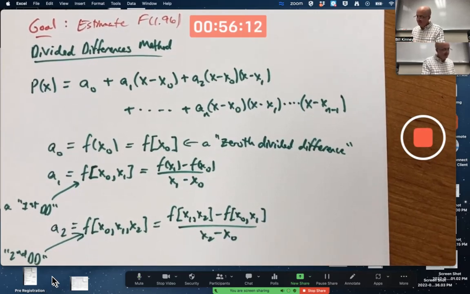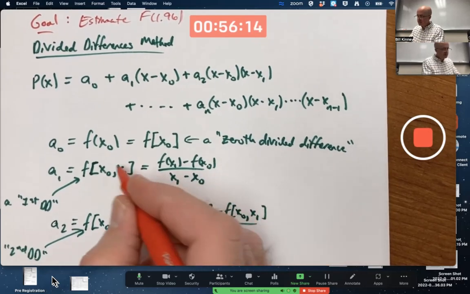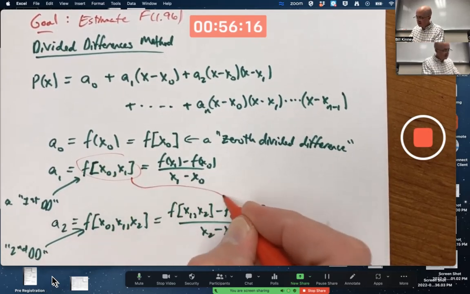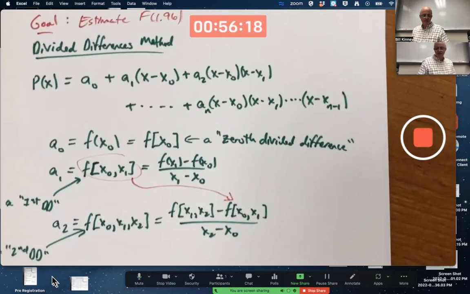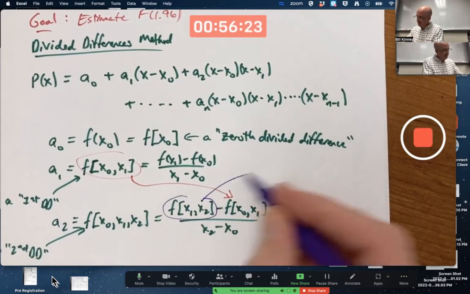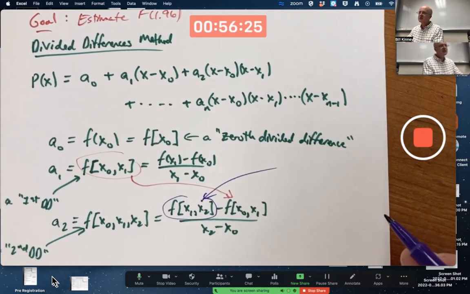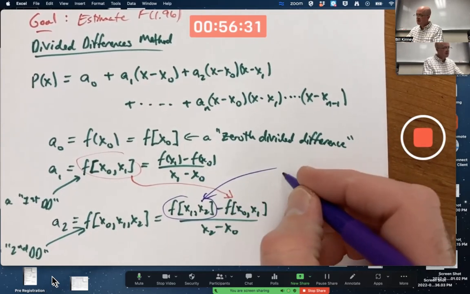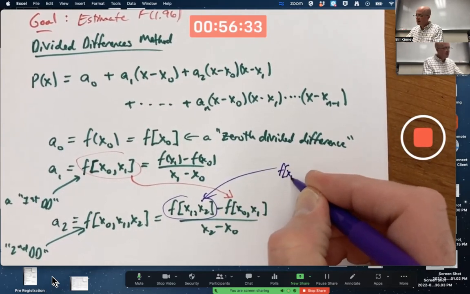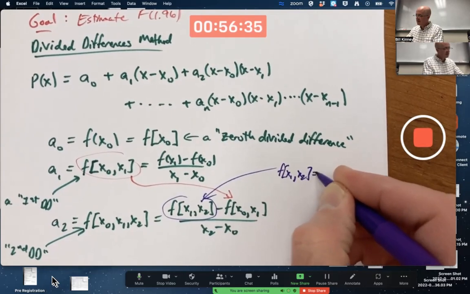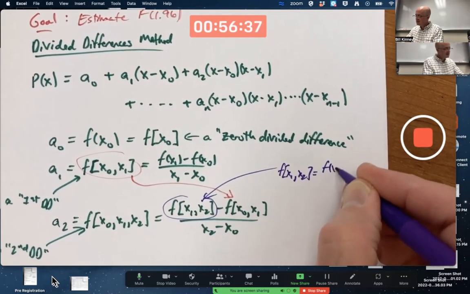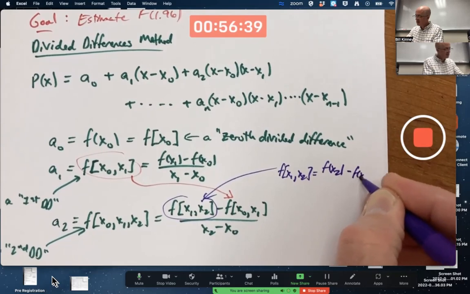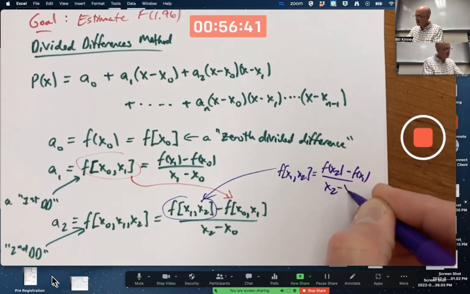where this term comes from this one. But where does this one come from? We haven't actually written it down, but it's analogous to this one. f of x1 comma x2 is f of x2 minus f of x1 divided by x2 minus x1.